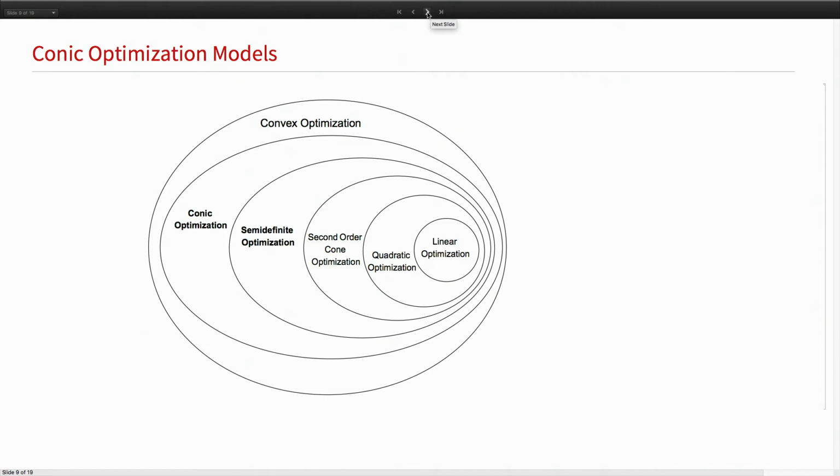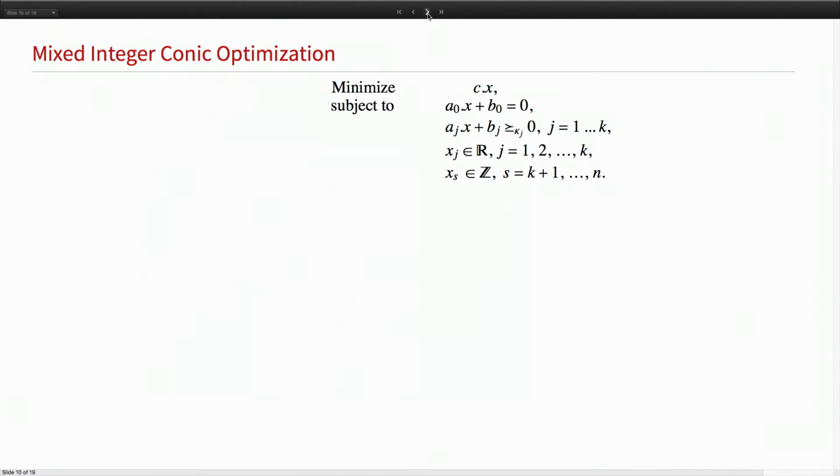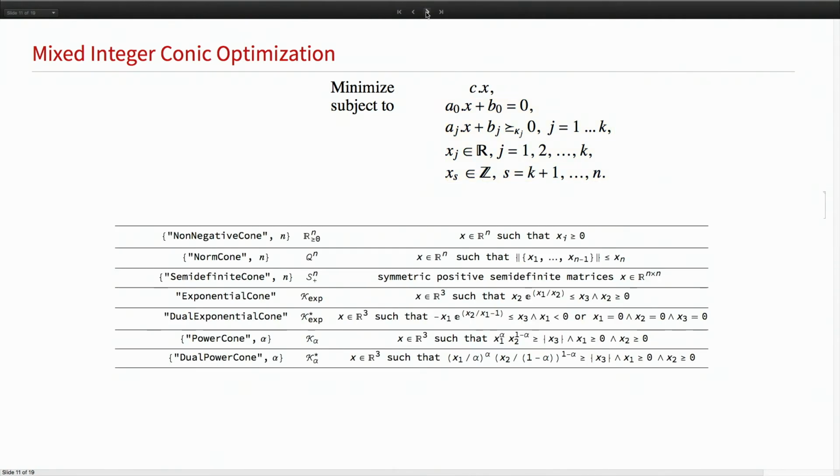Okay, so I'm going to now start focusing on conic optimization problems and what it takes to be able to solve mixed integer problems. Just a quick recap. For a mixed integer conic optimization, you have the objective, which is linear. Your x is your unknown. You have equality constraints, and you have these conic constraints. And Nina talked about the different kinds of cones that are available. And of course, some of the components are going to be real, and some of them are going to be integers. And these are the different cones that are available.